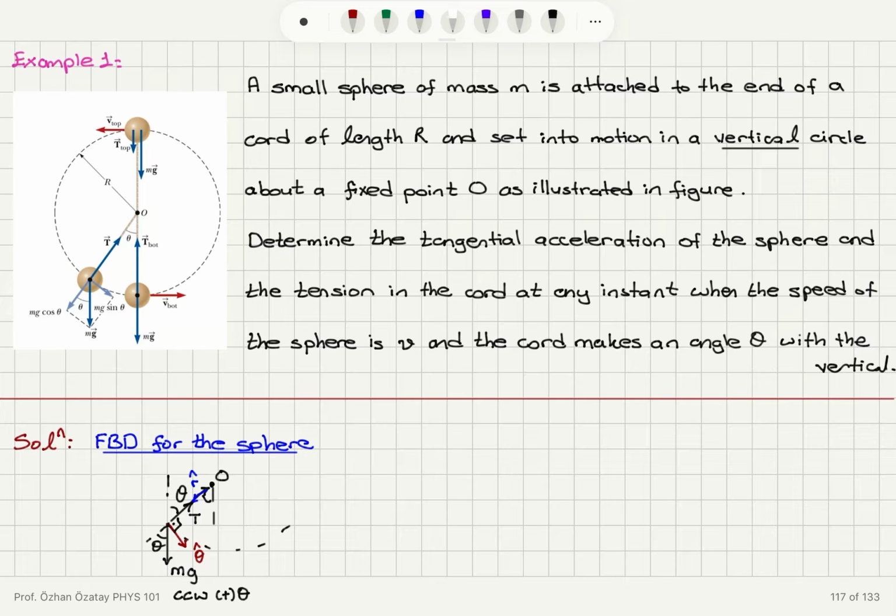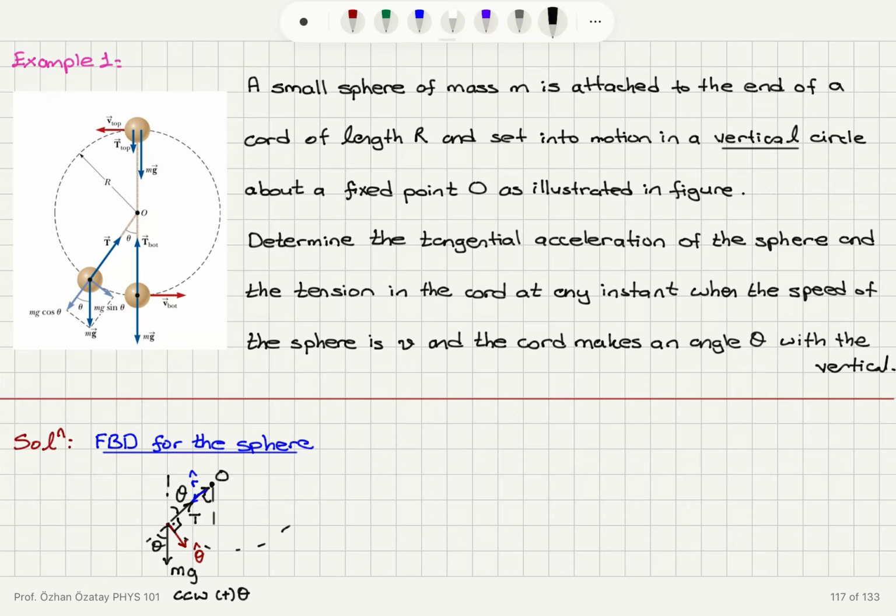So as usual, we start with the free body diagram of the sphere. We have to identify the forces acting on it. Now on the sphere we have the weight mg, and then we have, as you can see here, the tension T. Let's say that it's making an angle theta with the vertical. So if this is our center, O, r hat would be pointing this way and theta hat would be pointing perpendicular to it in the tangential direction.